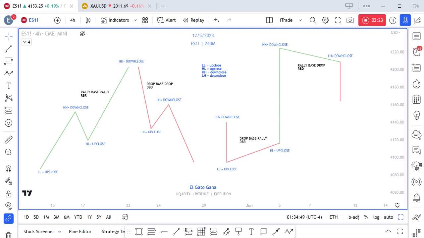So now we're in our rally base drop. So a higher high leads to a down close, which leads us to our lower high, which leads to our down close, that drops us down to create that rally base drop.